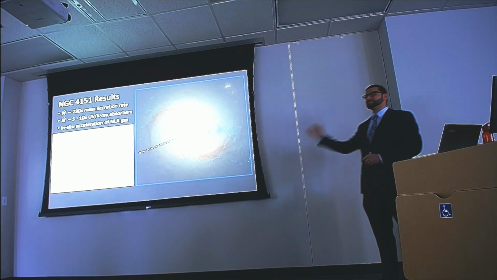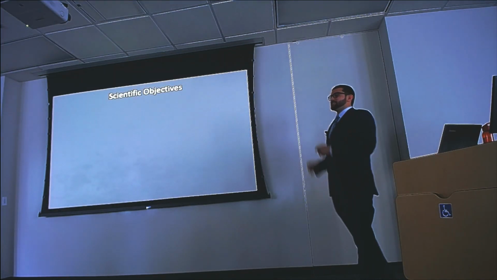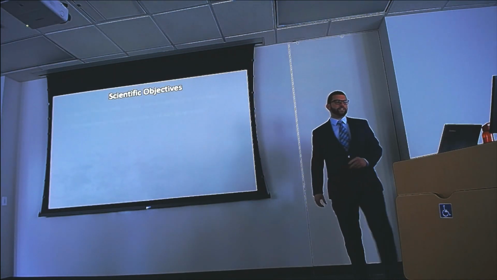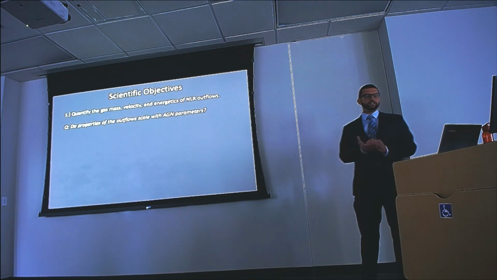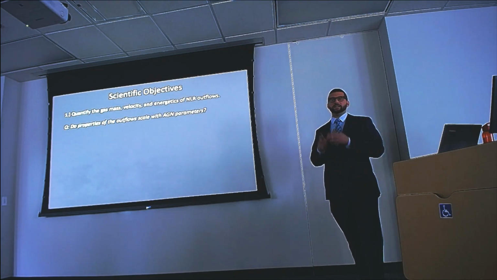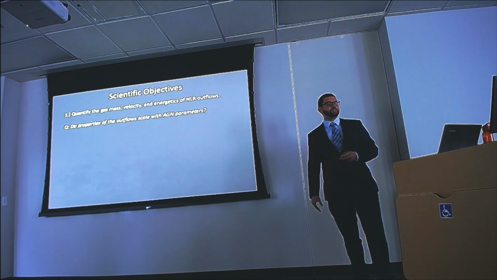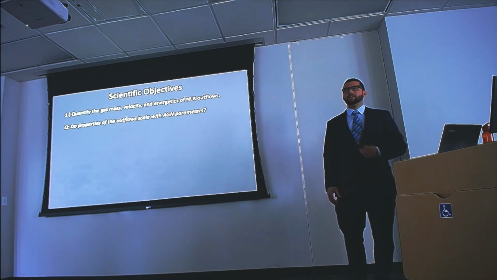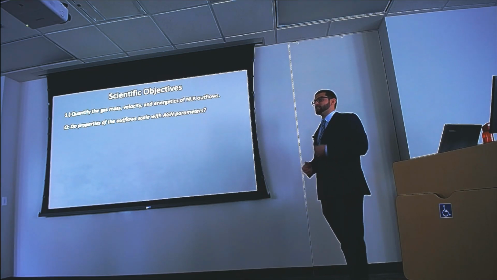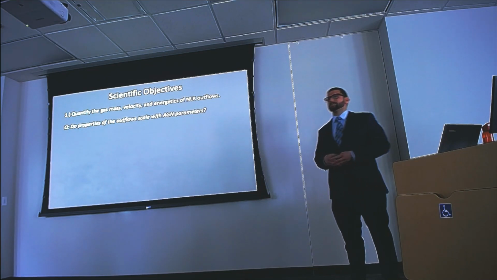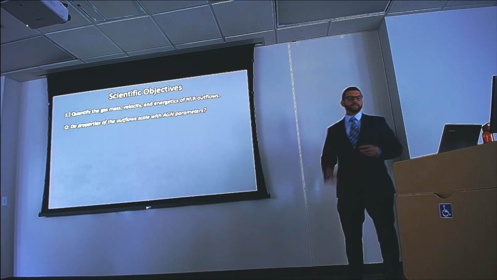So this was the motivation for our study. So then we set out some specific objectives. The first one is we want to quantify the mass, the velocity, and the energy of these outflows in a sample of nearby active galaxies. And the question we want to answer there is, do properties of the outflow scale with AGN parameters, such as the luminosity, the black hole mass, etc.?